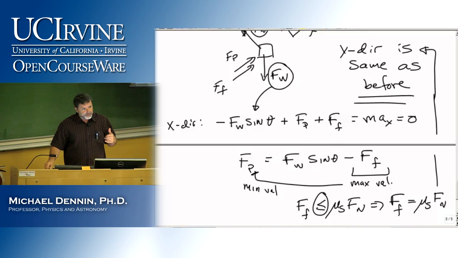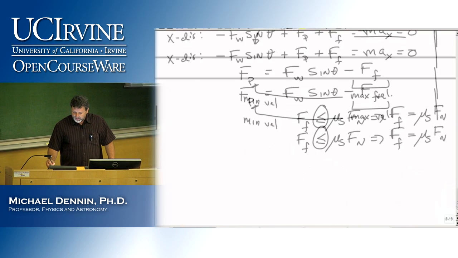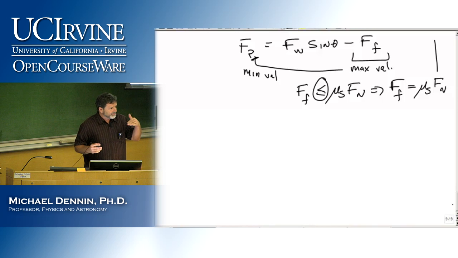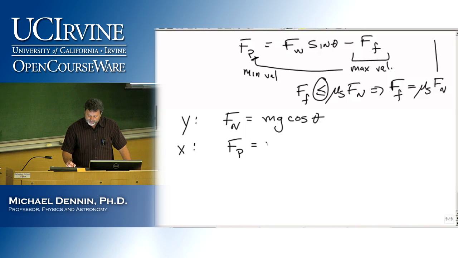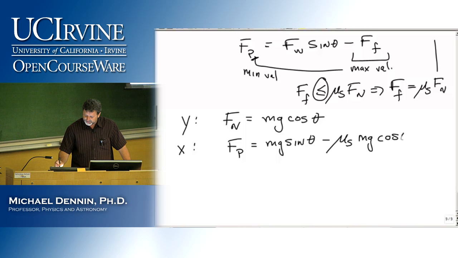And so I'm just going to give you the answer now, and I'm going to post a more detailed solution for you. So from the y direction, we will get that the normal force is mg cosine theta. From the x direction, we have it already up there, and we plug in. So the pulling force is mg sine theta minus mu s mg cosine theta.